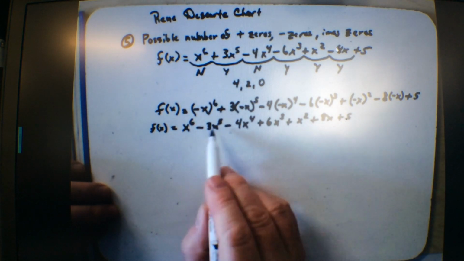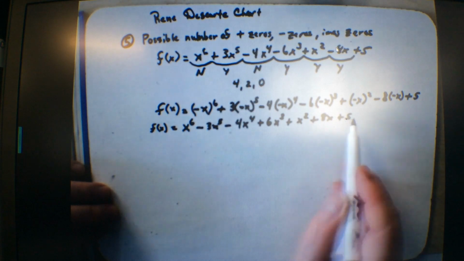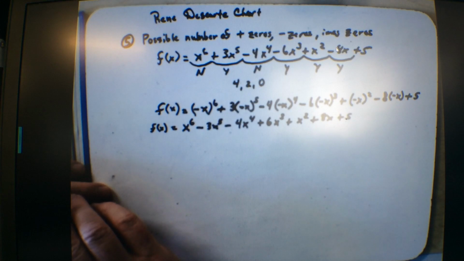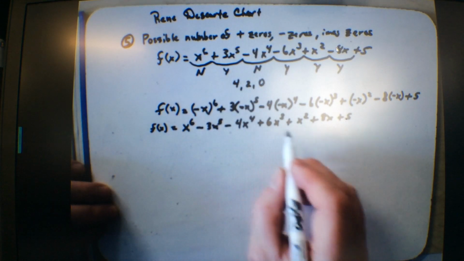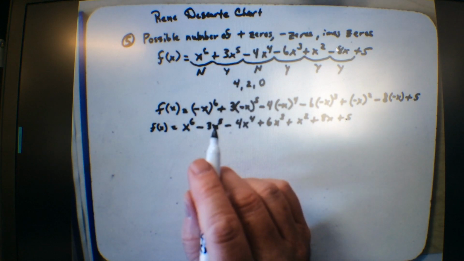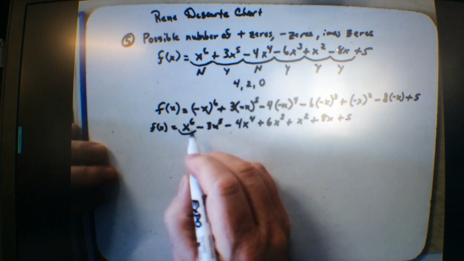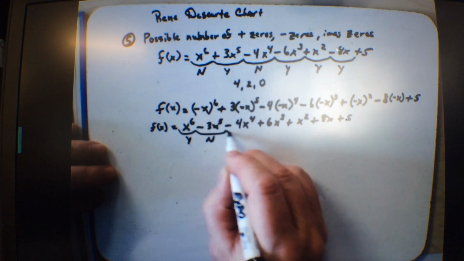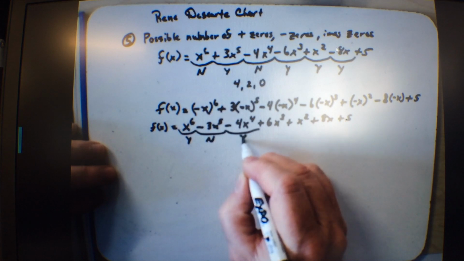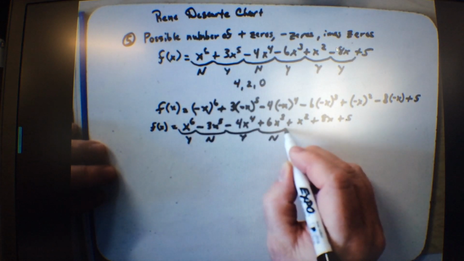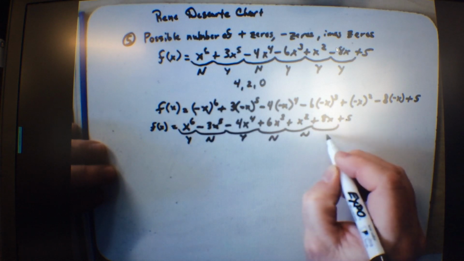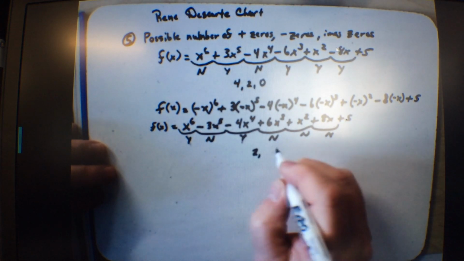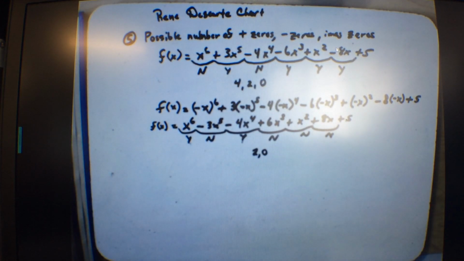All right, do these things matter? No, they do not matter. It's the signs that matter. So if you get one of these wrong, doesn't matter, as long as you get the sign right. Okay. Sign change? Yes. Yes. Sign change? No. Sign change? Yes. Yes. Sign change? No. Sign change? No. Sign change? No. Alright, there's how many? 2. So the possible number of negative roots is 2 and 0.